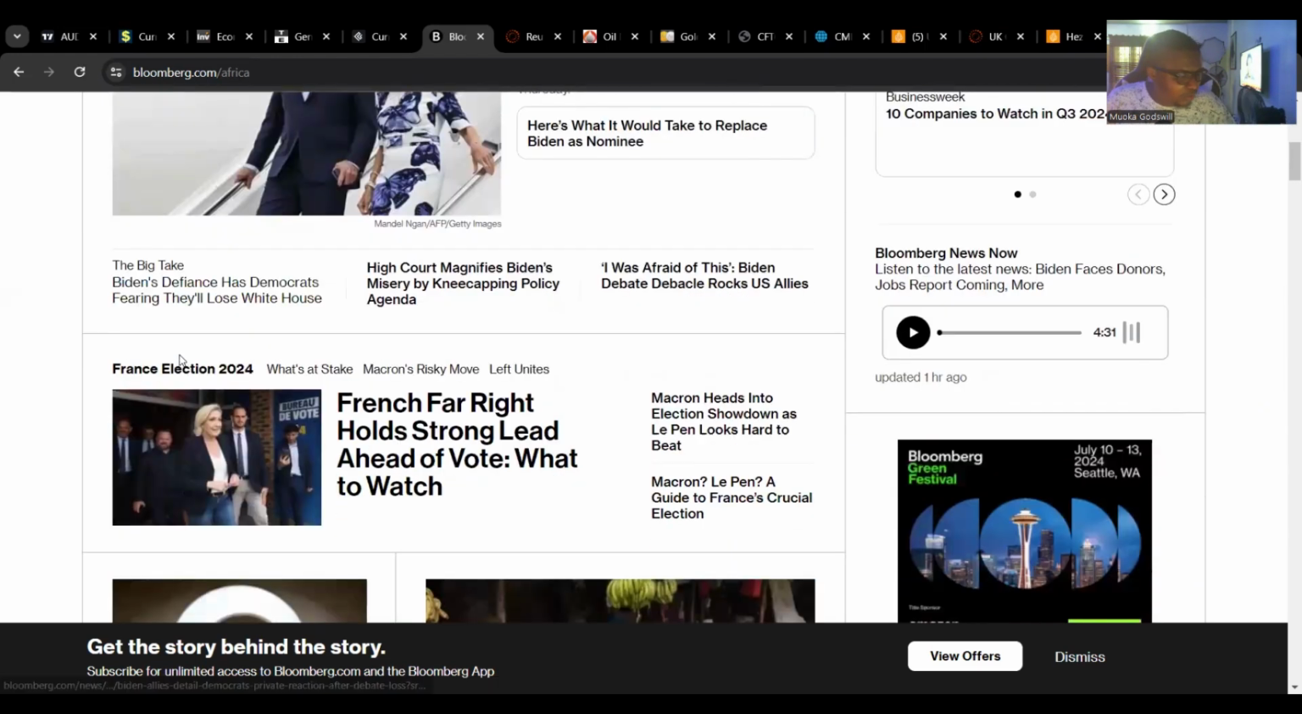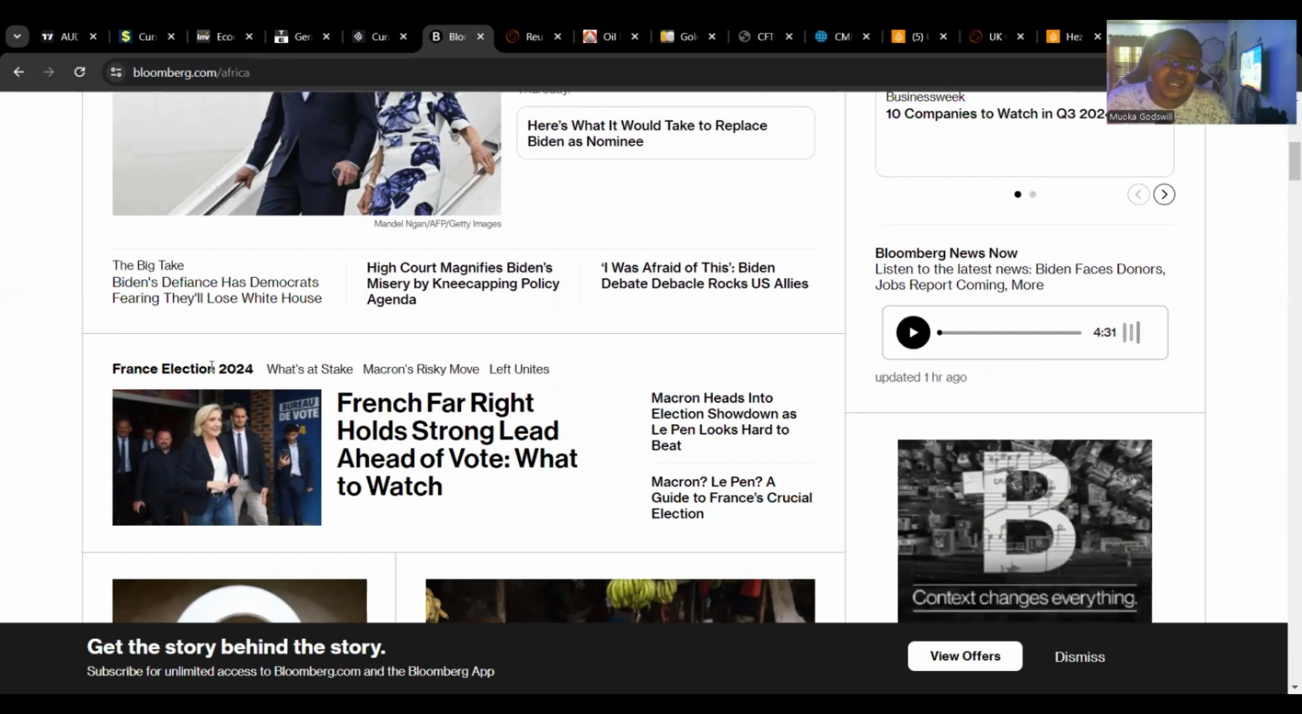We can see news coming in that the French far right holds a strong lead ahead of votes, right? This is not good for Emmanuel Macron because it's going to affect a lot of his policies. We know that Emmanuel Macron is somebody who works hard for any positive change, anything that's going to impact the eurozone, which obviously is going to have a positive impact on the euro. Okay, and if there are a lot of MPs from the far right inside the parliament, it's going to affect a lot of his policies, right? And probably could have an effect on the election.